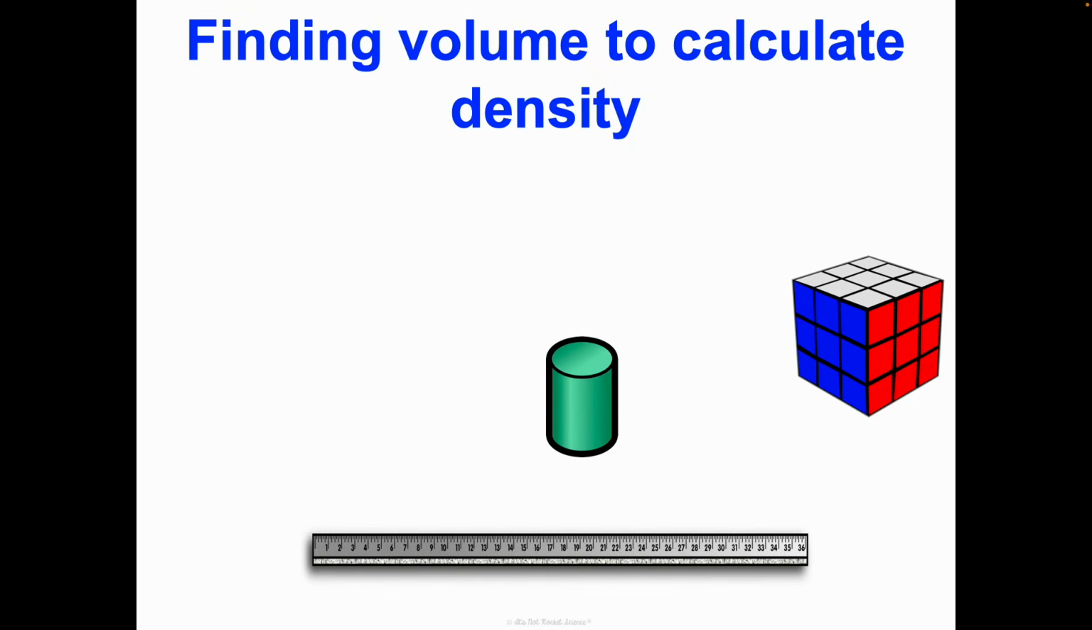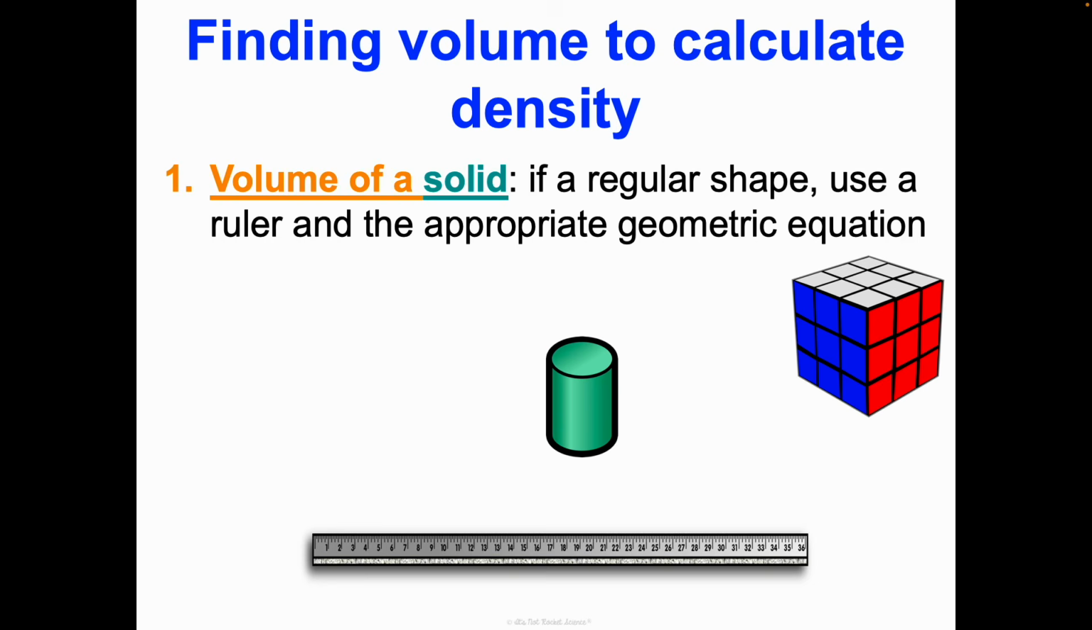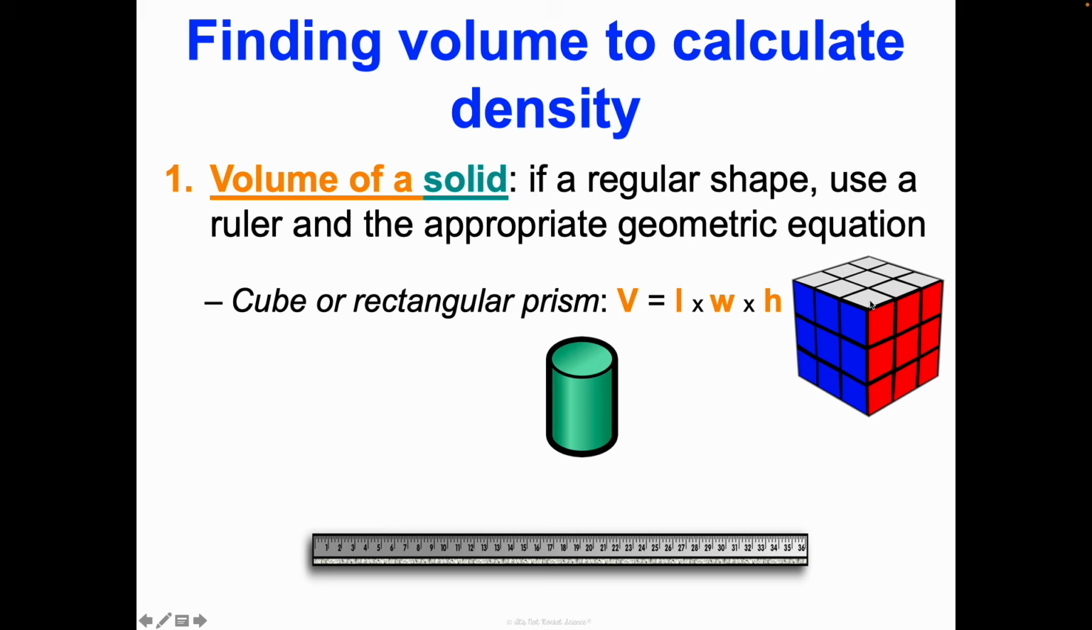So here are the 2 different ways that we can find volume when we're trying to calculate density. First, if we're looking at a solid object with a regular shape, we can just use a ruler and the right geometric equation. So for example, if something's a cube like this Rubik's Cube, or a rectangular prism like an Amazon box, you're just going to do the length times the width times the height. That gives you your volume.